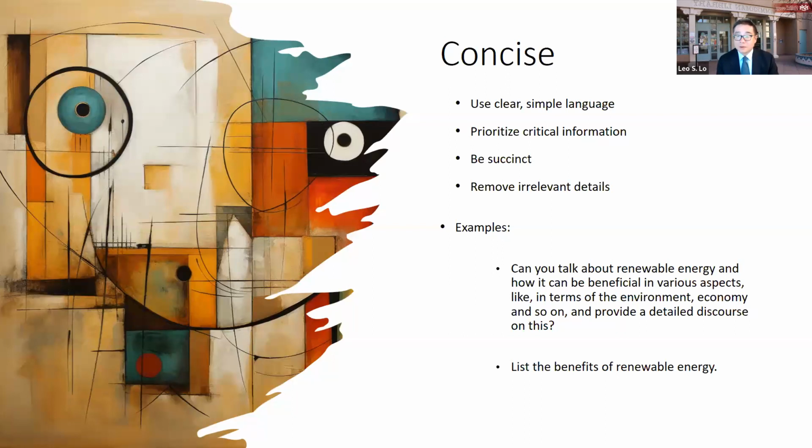Generative AI models like ChatGPT are trained on large amounts of text data, learning patterns and structures common in the training material. So using clear and simple language helps in aligning your prompts with these learned patterns, potentially improving the accuracy and relevance of the generated response. It is crucial because it helps avoid potential misunderstandings and misinterpretations, which are common when the language is complex or ambiguous. We want to prioritize critical information.